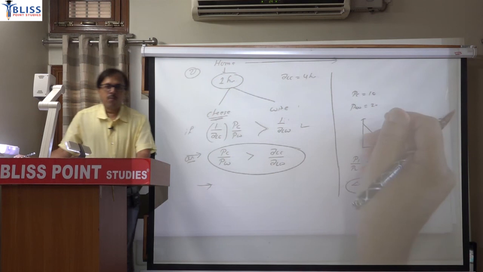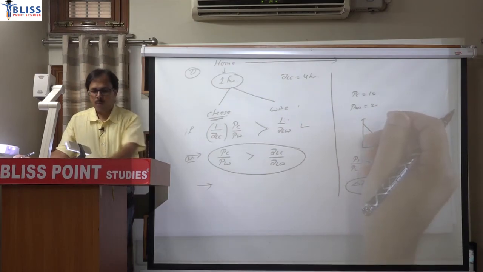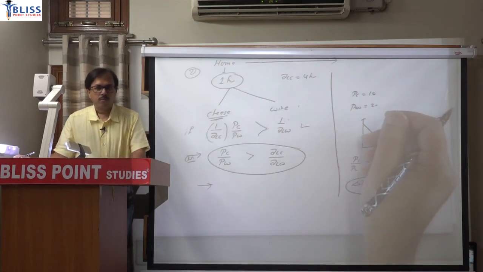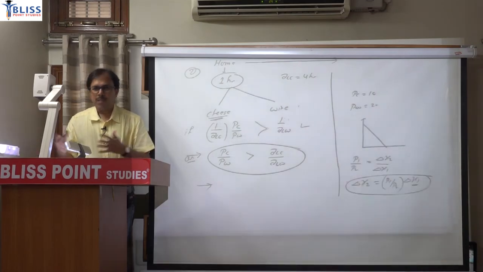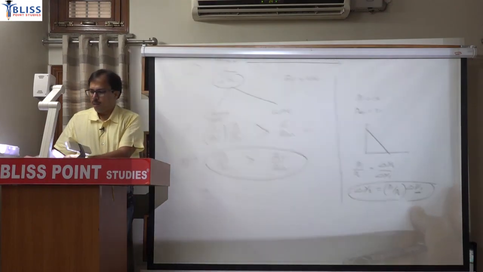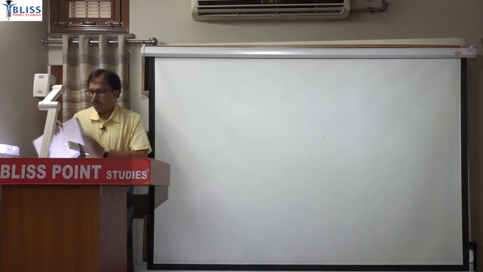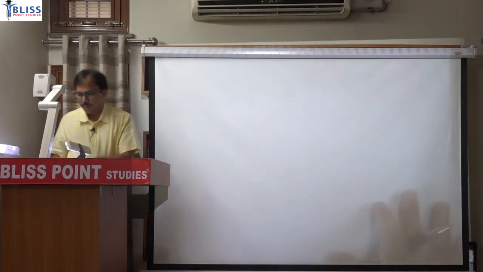relative price differs from opportunity cost. So if relative price is different than the opportunity cost, then country stands to gain from that trade. Clear? So if you are asked to elaborate on gain from trade, then you can explain that.